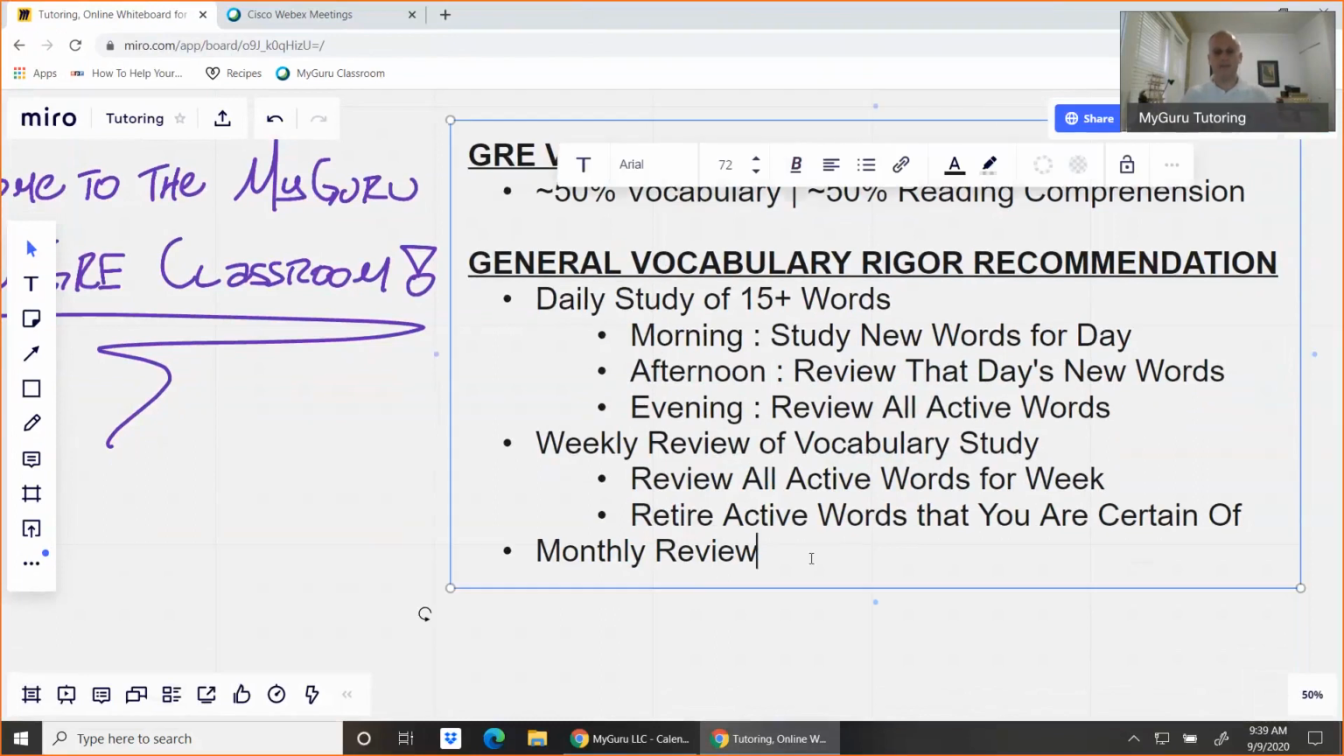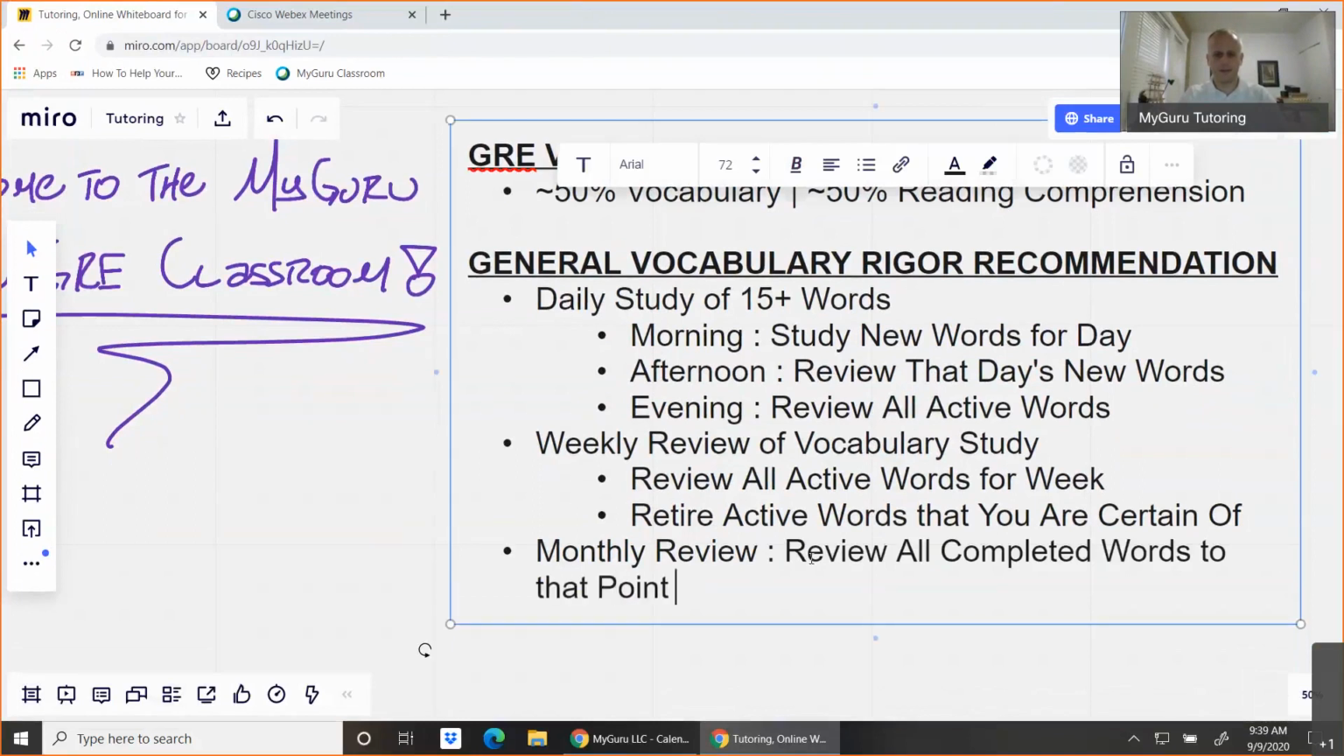So the review is just going to be to review all completed words to that point. That means anything that's active, anything that you've gone through the vocabulary review, you want to confirm that you've retained it, basically. So that's going to be your standard rigor that would be recommended for vocabulary review, and you can just have this as a good guideline of how to do it.